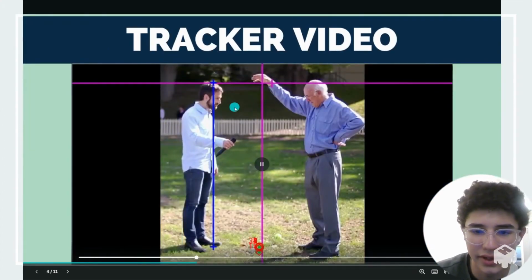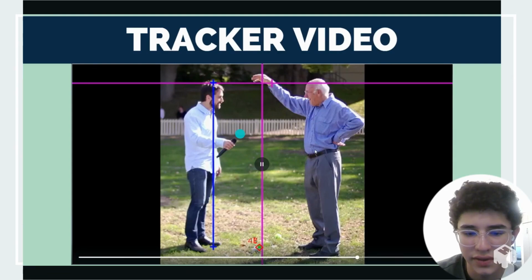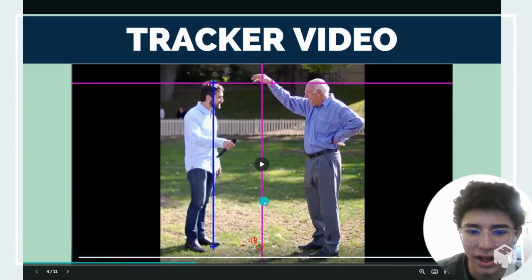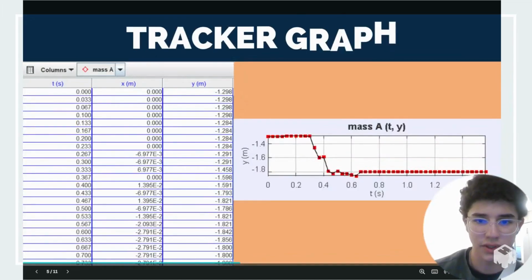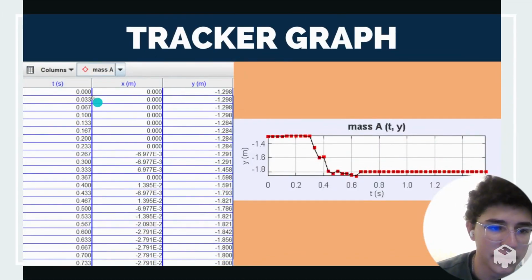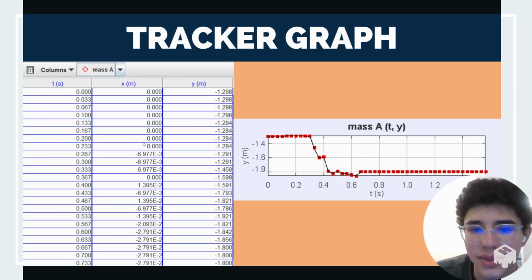So here's my little Tracker video. It's quick because the video is quick, but basically I just went frame by frame, and I put the point at the bottom of the slinky because that's what we're monitoring. So here's the Tracker graph. Basically, the X, don't pay attention to that. That's just if I didn't click perfectly on the line, but it's the Y.